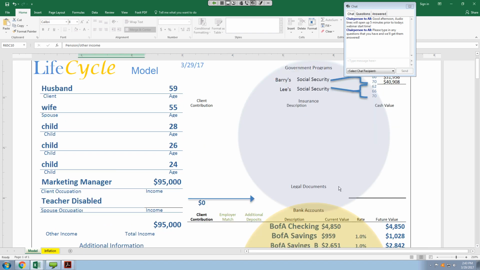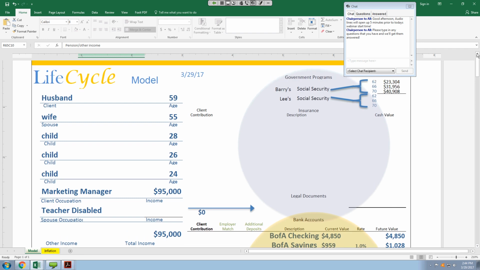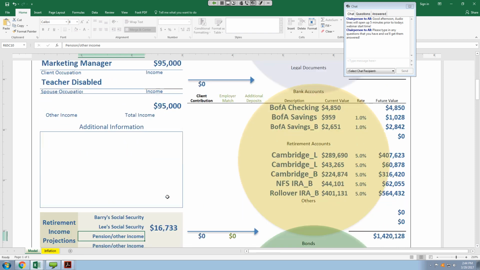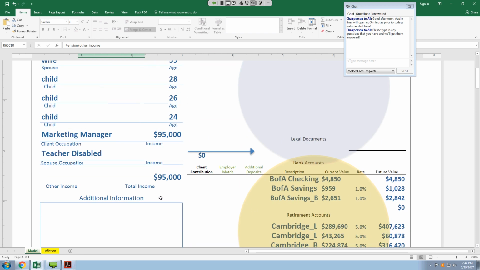This is a client of mine that I just met with, and this is another very interesting thing. Here's the deal, guys. The wife is disabled. She's getting Social Security disability. It's right here, $16,733. I think I got some good news for this guy. He has actually been laid off.